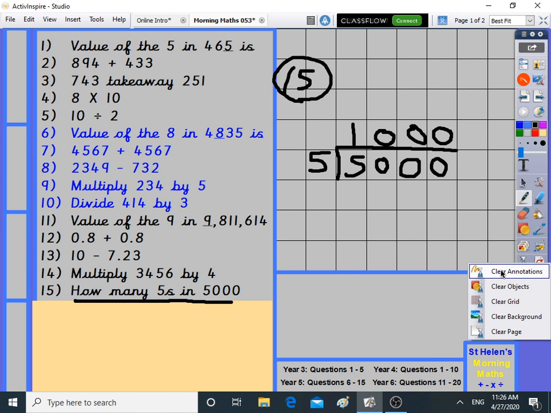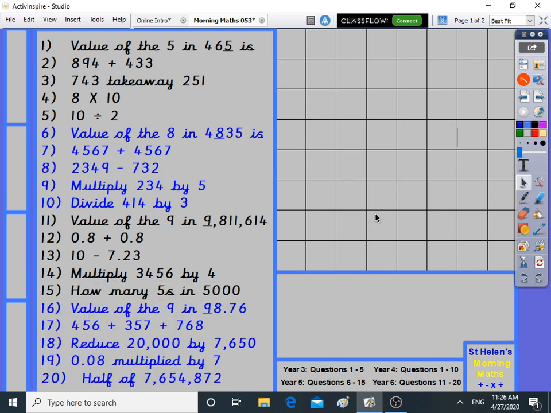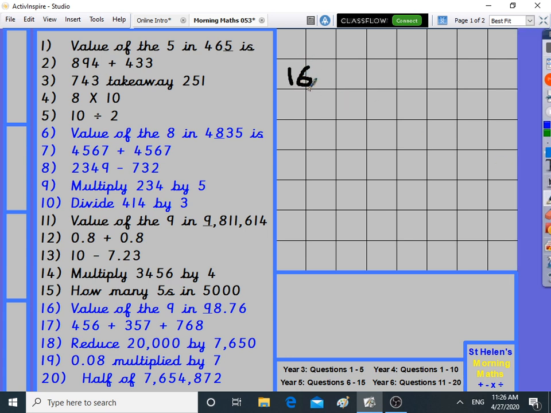Let's move on to year 6. Last section. I doubt we've got any year 3s left. We might have some year 4s left, I don't know. Number 16, value of the 9 in 98.76. These questions just can be a bit tricky because you've got to get your hats right. You've got to know the units comes before the point. Oh, it's tens, isn't it? 9 tens. In other words, 90.